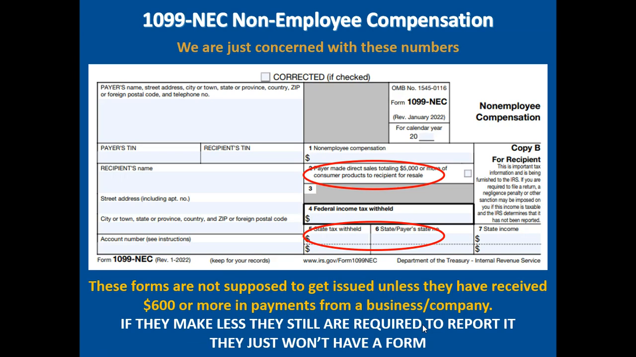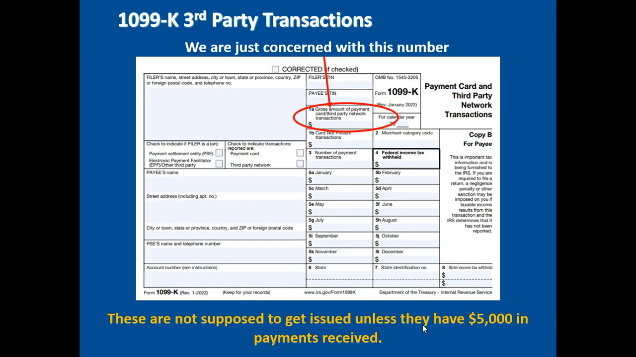This is what a 1099-NEC, which stands for non-employee compensation, looks like. Again, make sure it's for the right person and for the right year. These circles are in the wrong place, I'm sorry, but you're looking for how much is in box 1, how much money did they make, and if any tax was withheld. I've never seen one with tax withheld. But again, these forms do not get issued unless there's at least $600 in transactions. Regardless, all income needs to be reported.